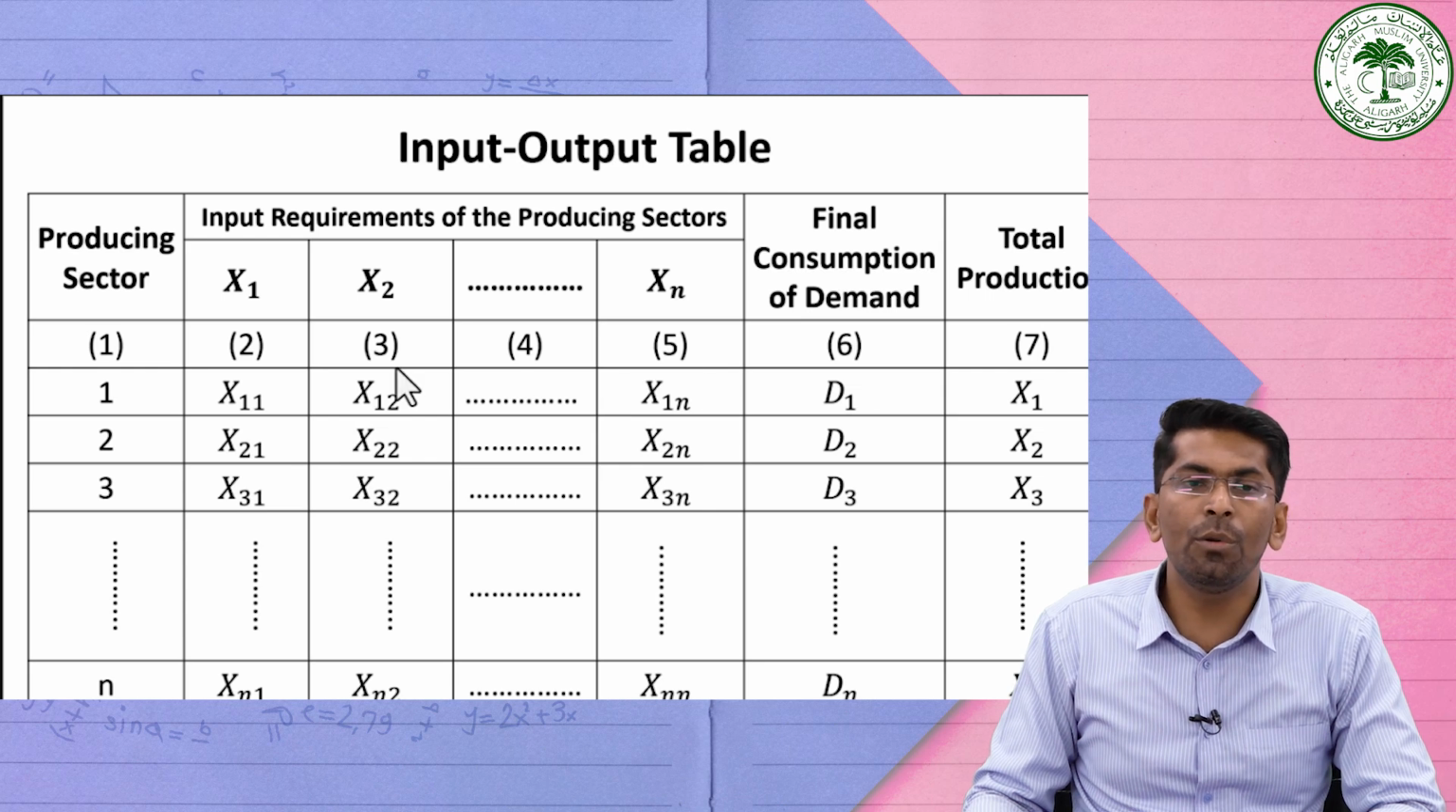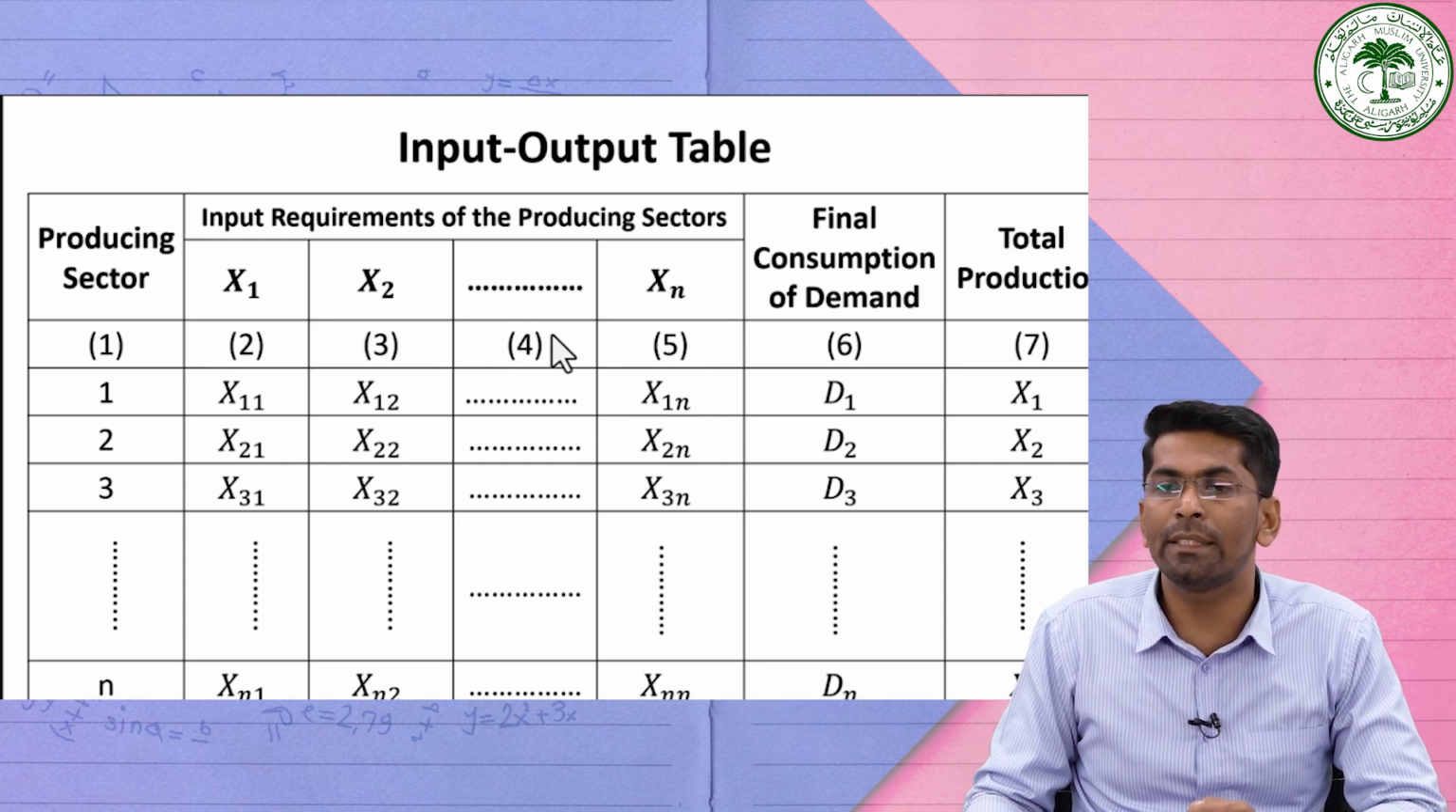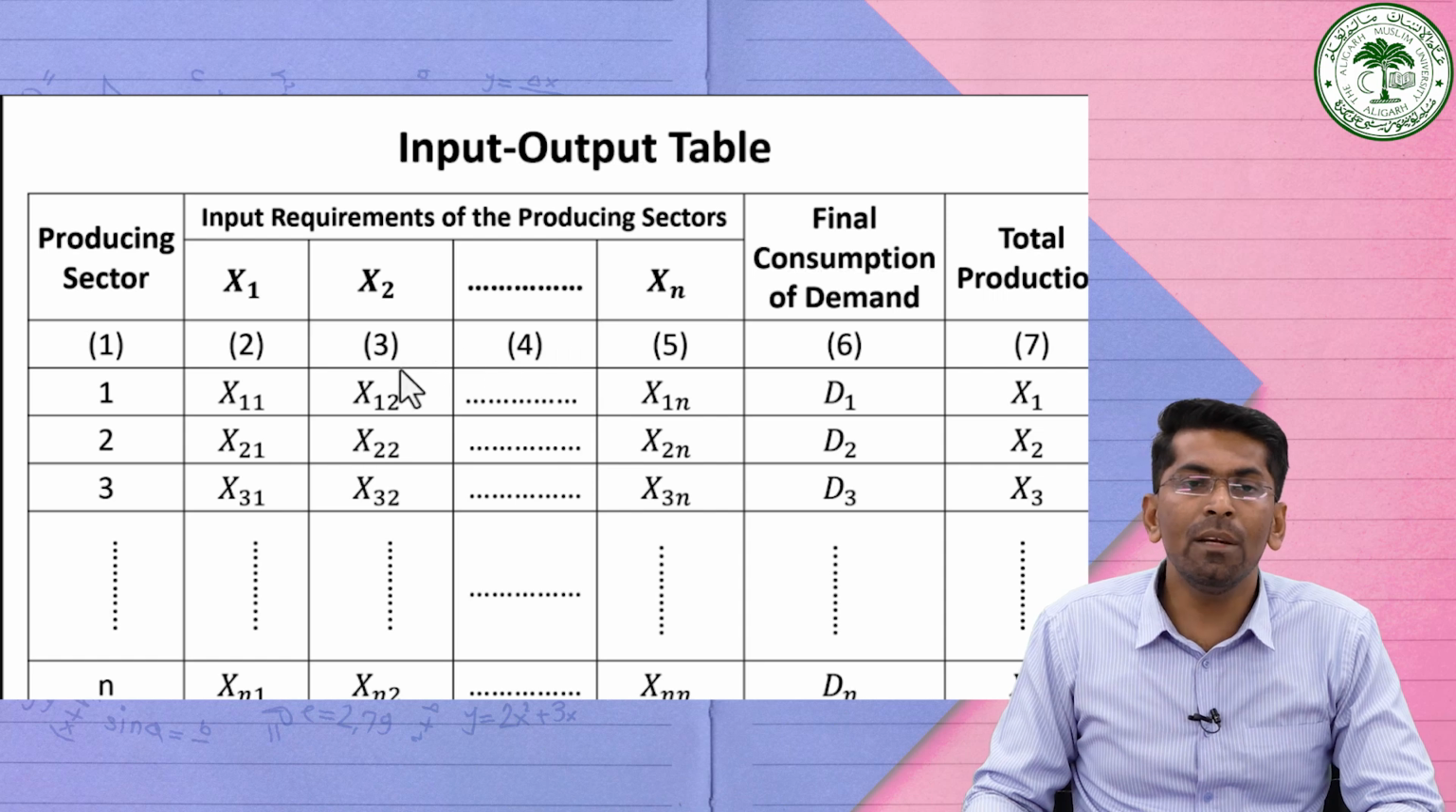Coming to the second to fifth columns, they show the output distribution of the producing sectors among the economy. The second column, that is X1, shows how the output of X1 is produced.